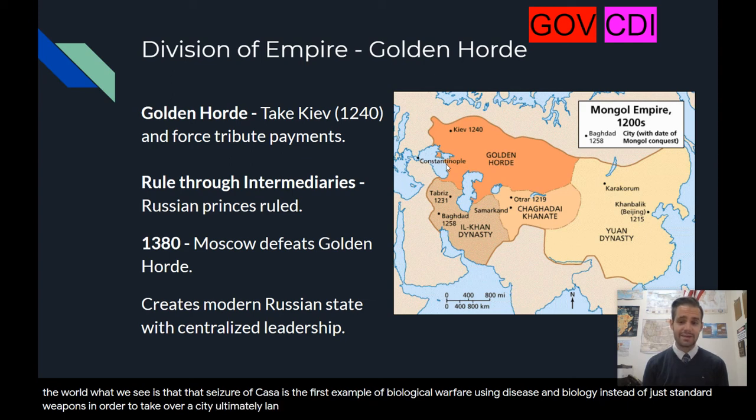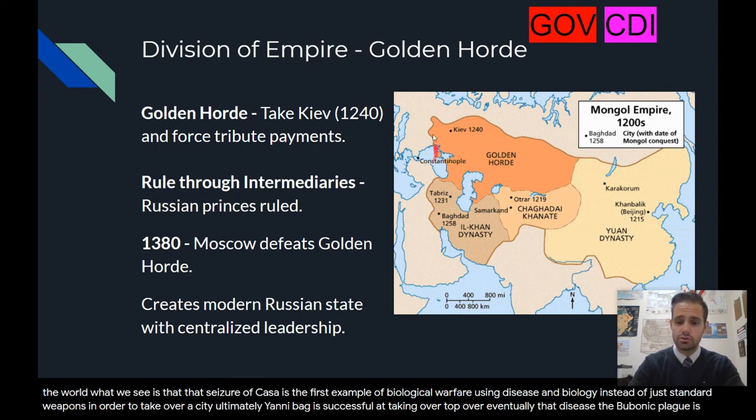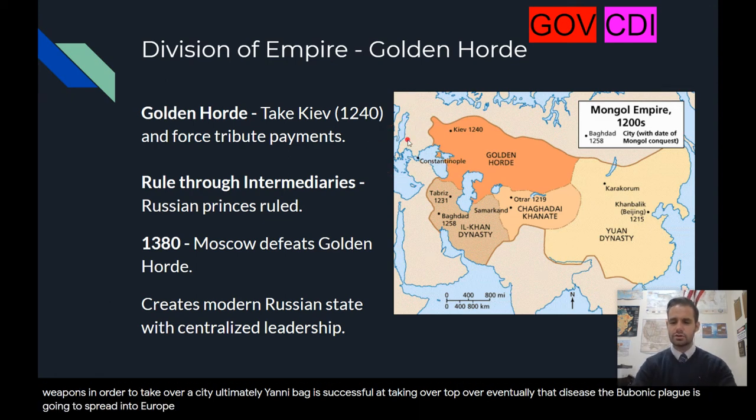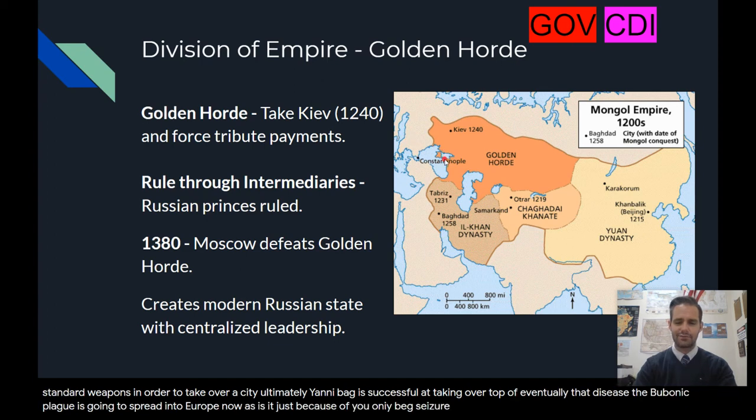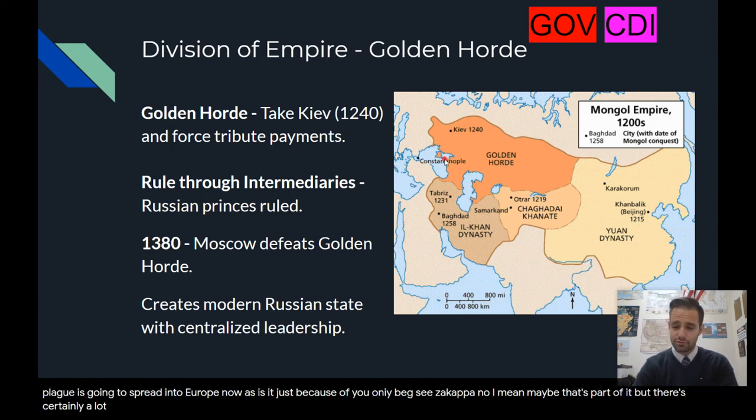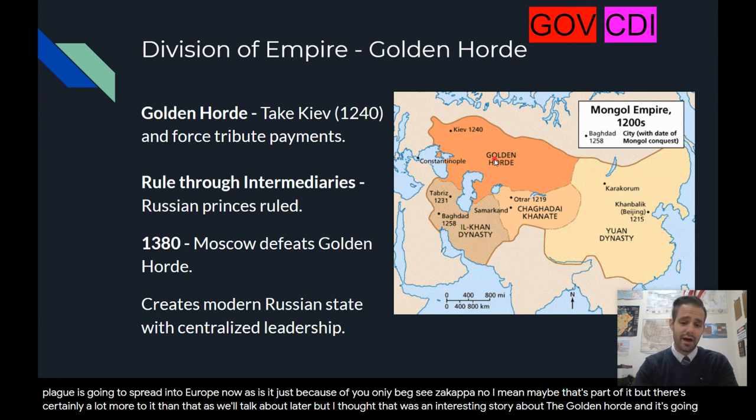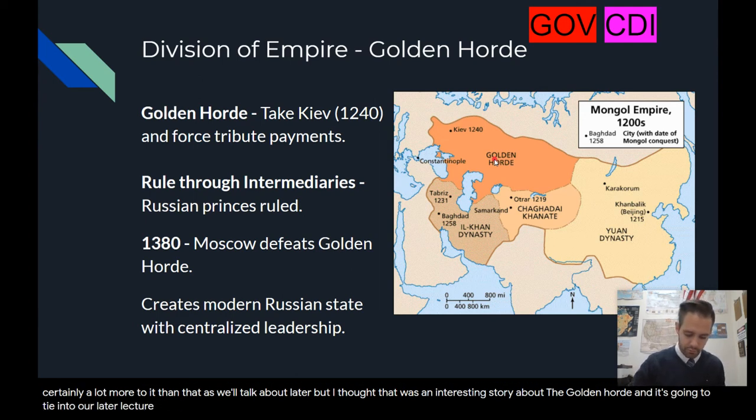Ultimately, Yanni Beg is successful at taking over Kaffa. Eventually, that disease, the bubonic plague, is going to spread into Europe. Now, is it just because of Yanni Beg's siege at Kaffa? No, I mean, maybe that's part of it, but there's certainly a lot more to it than that, as we'll talk about later. But I thought that was an interesting story about the Golden Horde, and it's going to tie into our later lecture about the bubonic plague.